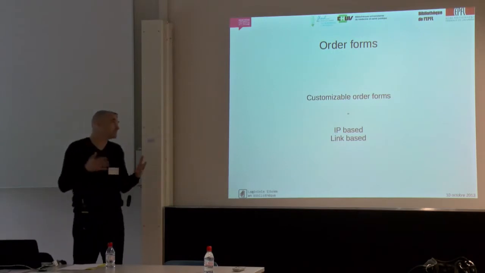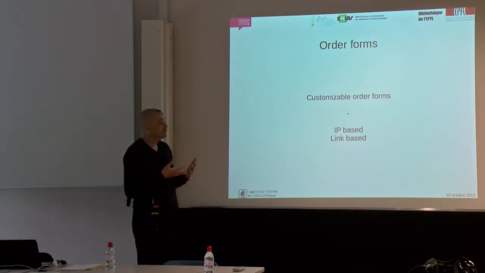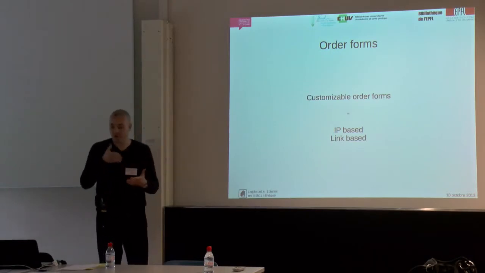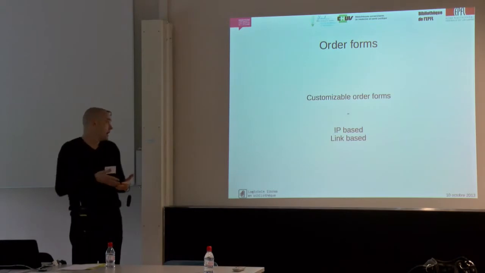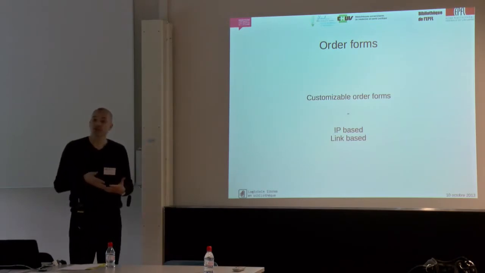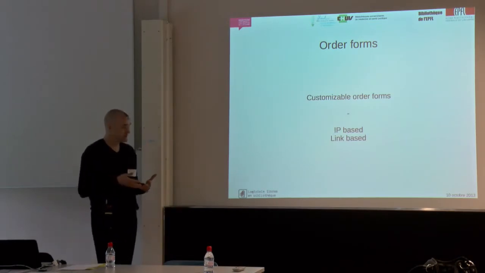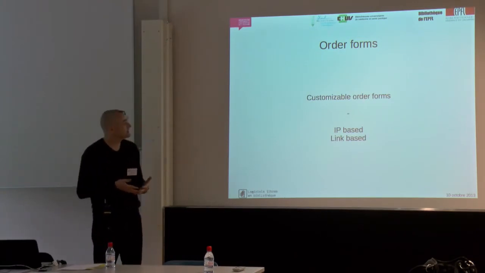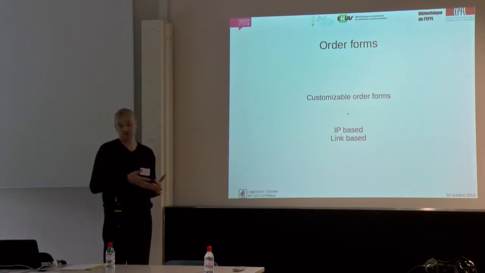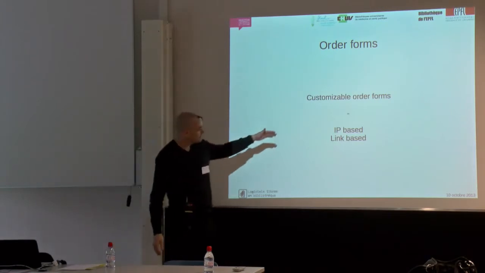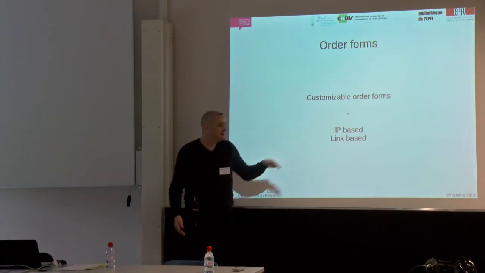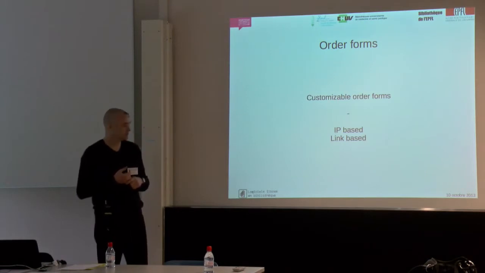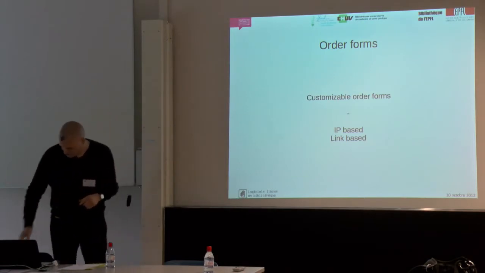So, I think the first thing you want, what I wanted back then, was an order form for my customers, for my patrons, where they can place an order. They need an article. They don't have access to it. They want to send it to your library, so you need a customizable order form. Typically, this is IP-based, maybe link-based, a special link, which then would not be IP-based, and you would see this order form. How would this look?